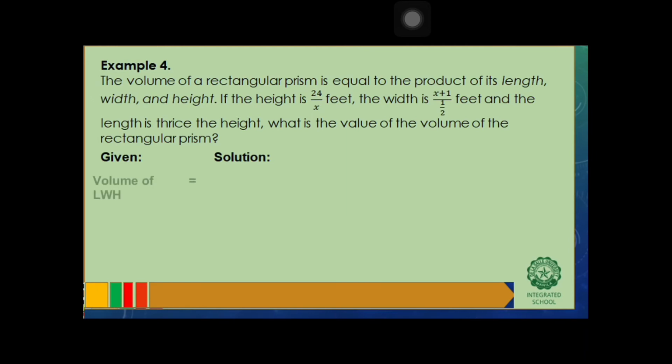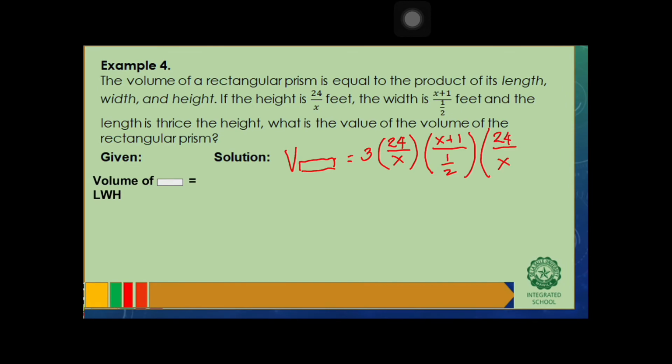For you to know how to get the value of the volume of the rectangular prism, you need to take note of this formula: length times width times height. So basically, use the given to solve for the volume. For your length, it says thrice the value of the height, and the height value is 24 over x. So you have 3 multiplied by 24 over x, multiplied by the width, which is x plus 1 over 1 half, and then the height value, which is 24 over x.